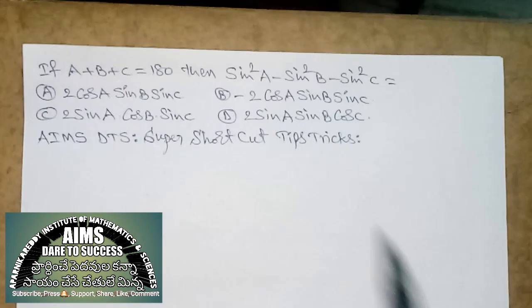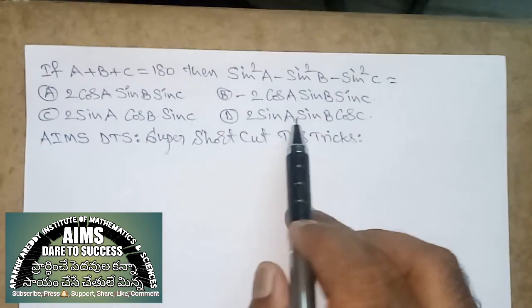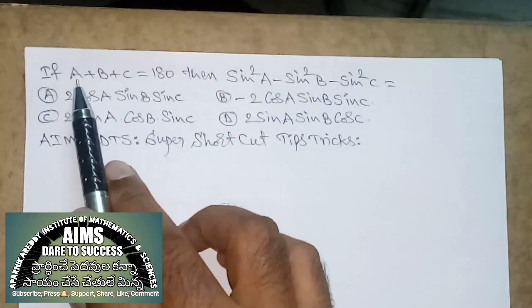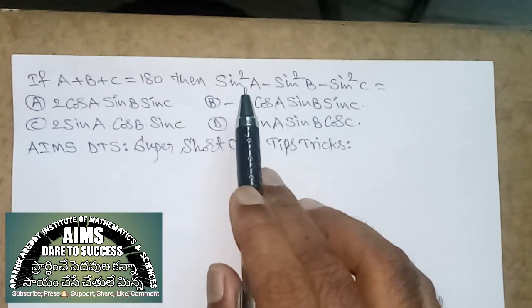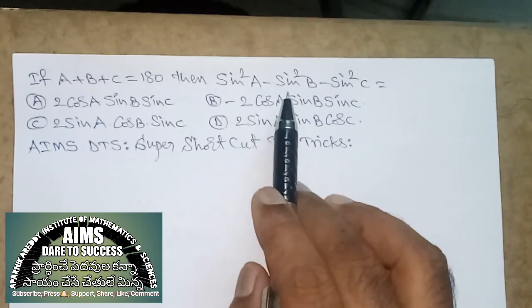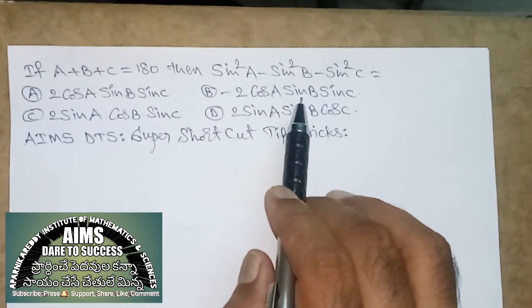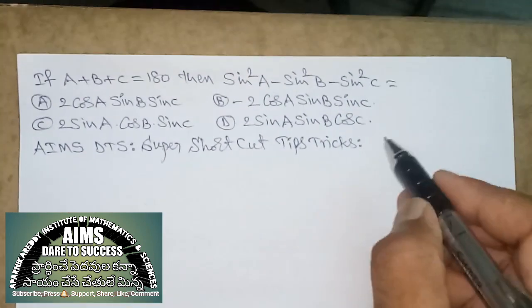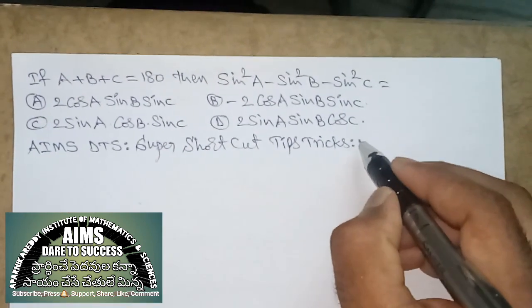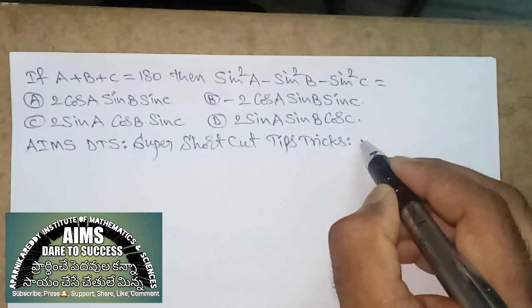Today I came with a new trick and a new video. Today's question is: if A plus B plus C is equal to 180 degrees, then find the value of sin square A minus sin square B minus sin square C, using the given four options. So, the super shortcut tips and tricks solution.